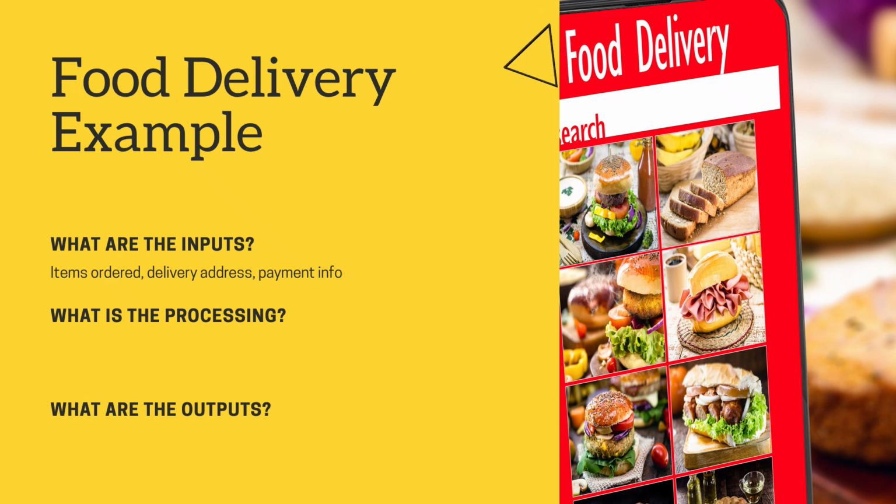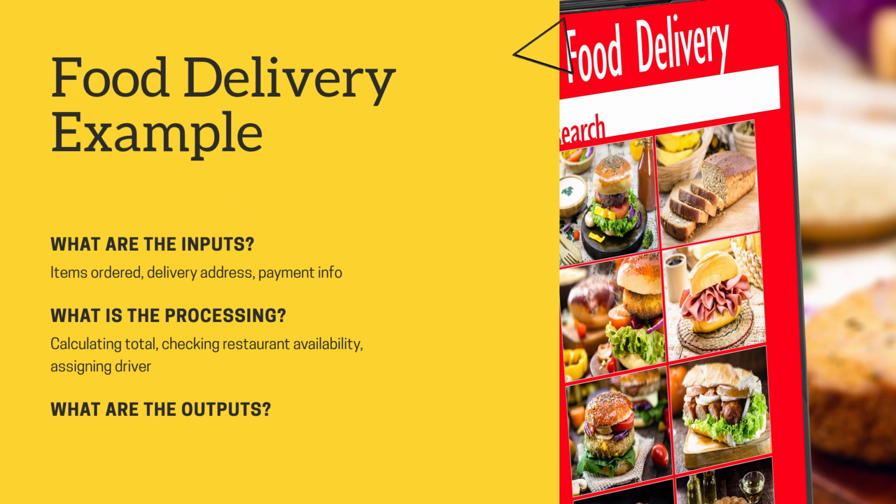Okay, so items ordered, the delivery address, payment information. These would all be input that we would give to the app. Okay, what would processing look like? Calculating the total, checking the restaurant's availability for what you ordered, assigning a driver.